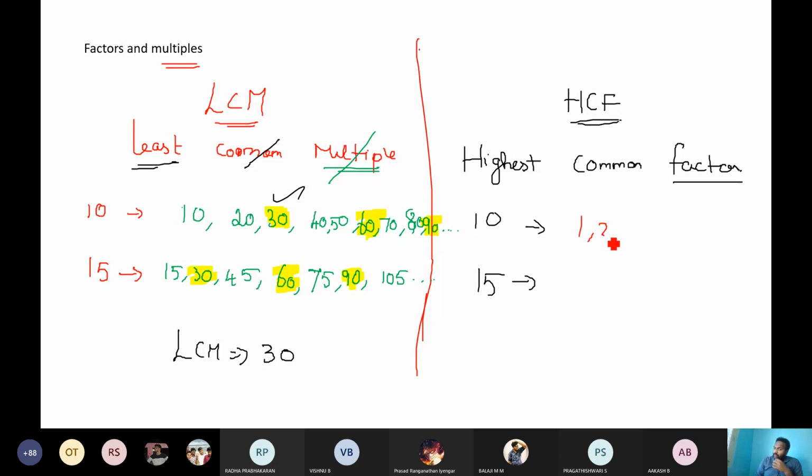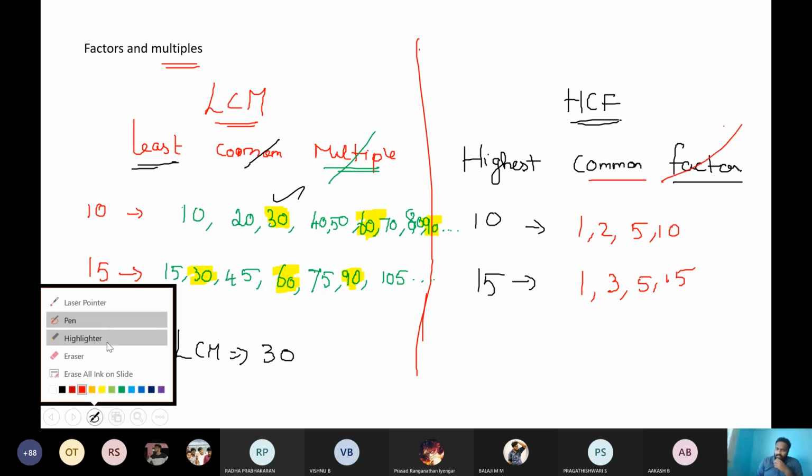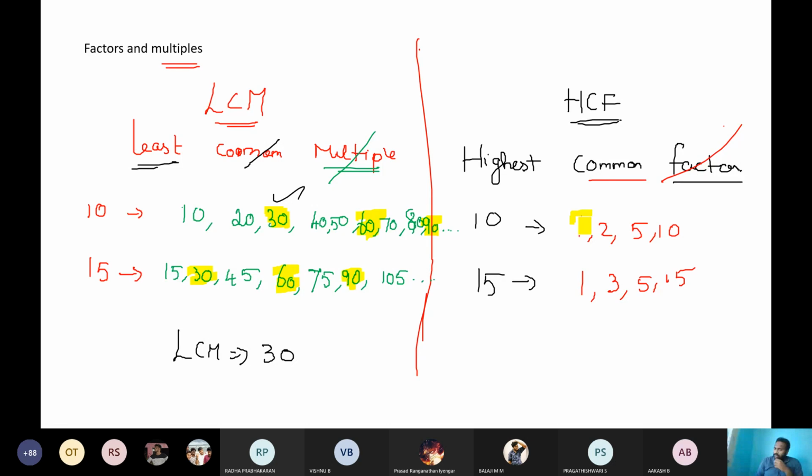Very good. 1, 2, 5, 10. What are the factors of 15? 1, 3, 5, 15. Okay. So once you are done with finding out the factors, find out the common factors. What are the common factors here? 1 is common and then 5 is common.